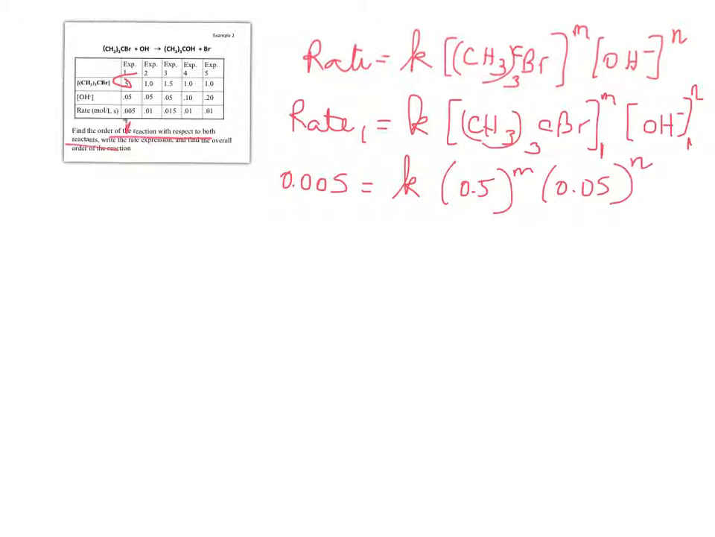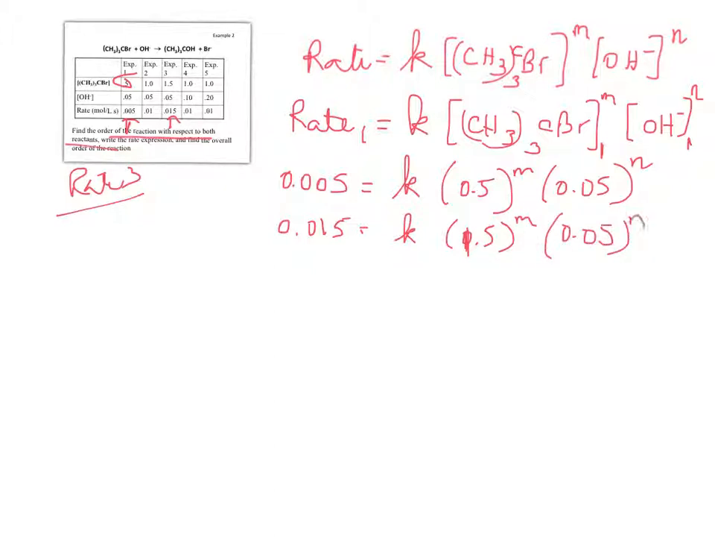So this is the experiment I read, and I said third, right? So rate 3 is what I'm after. So rate 3 is 0.015 equals K times 1.5 raised to the power of M times 0.05 to the N. And then just go 1 divided by 2 or 2 divided by 1. If you think that's simpler for you, okay, let's just do that. It really doesn't matter.